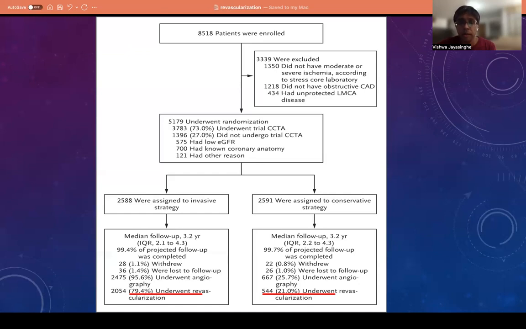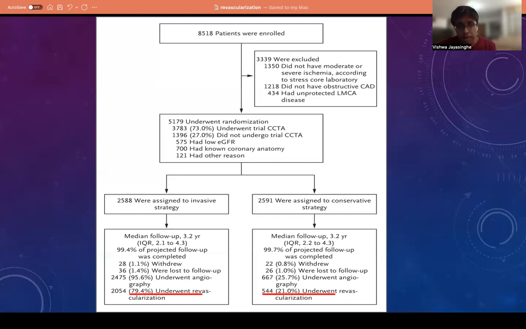So they did not undergo a CT coronary angiogram, and then about another 700 did not have a CT coronary angiogram because they had other issues. And out of that, roughly 2,500 to 2,600 were each randomized to an invasive arm or a conservative arm.